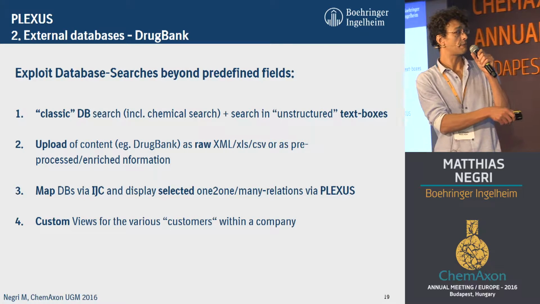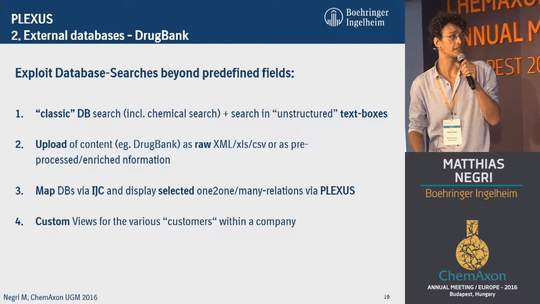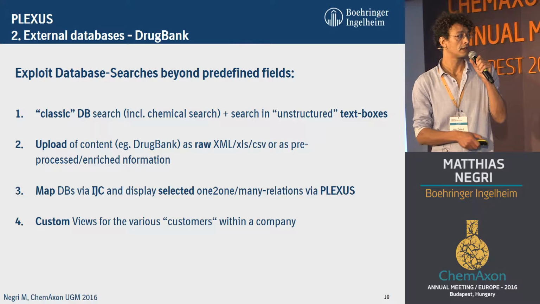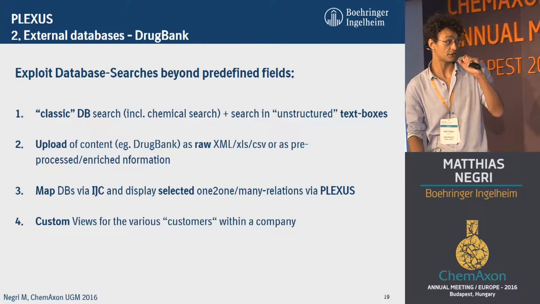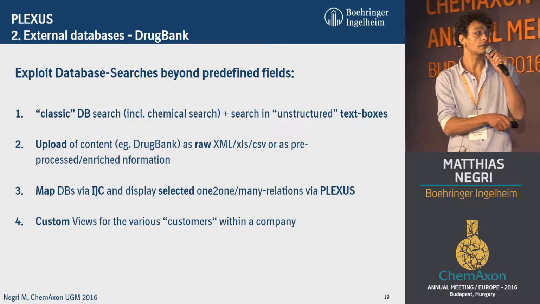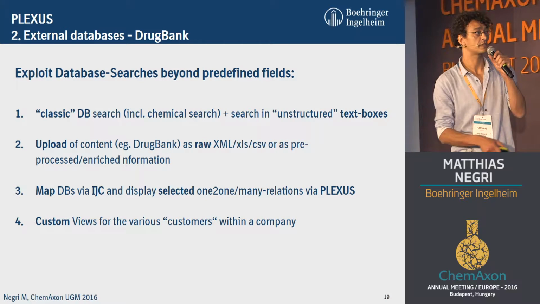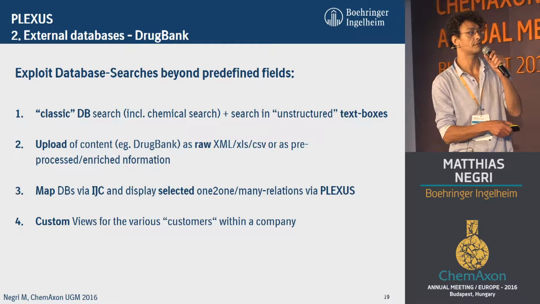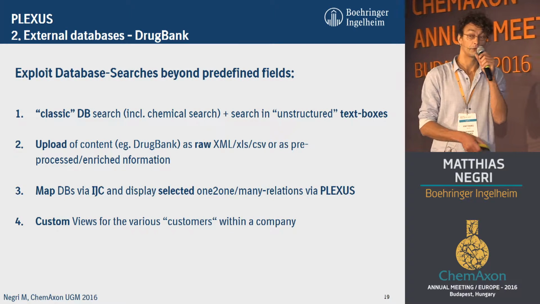So usually we have an upload of the content. For example, DrugBank has a raw XML file or an Excel sheet, a CSV, whatever you have. We need to map the databases, for example via Instant JChem, trying to make out a one-to-one, one-to-many, many-to-many relationship, which might be great if you want to map, for example, DrugBank and ChEMBL, looking for different targets present in there. You would be astonished.